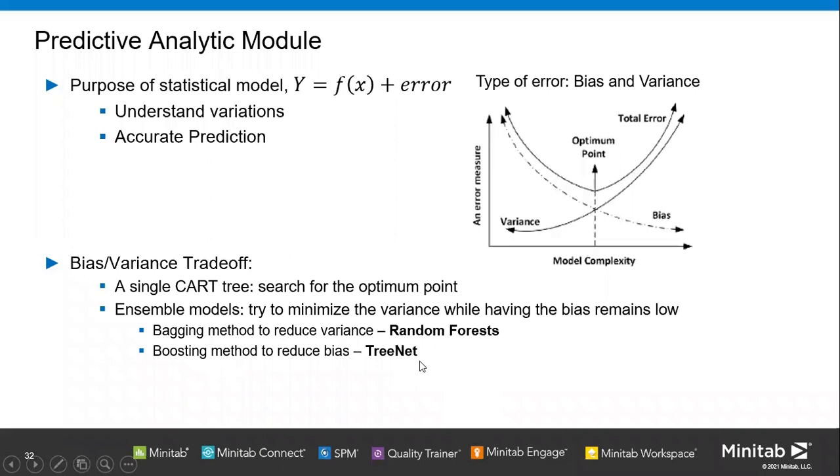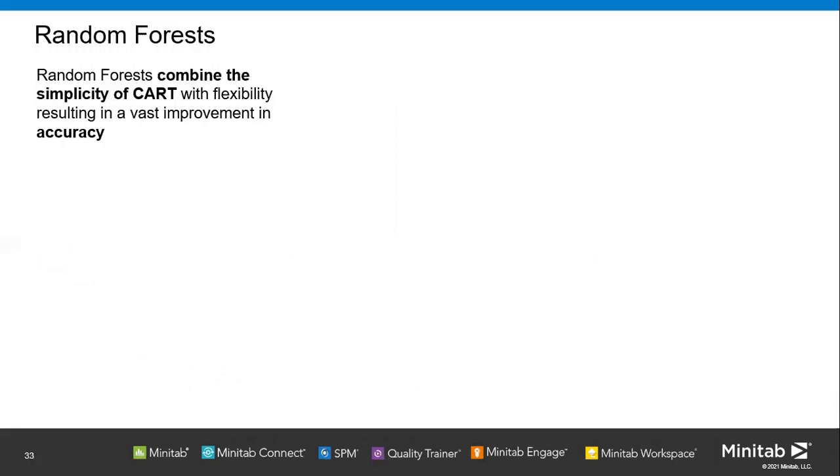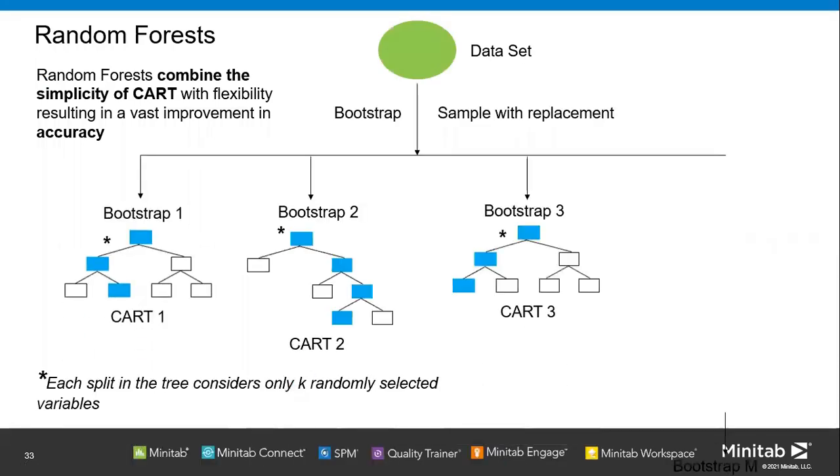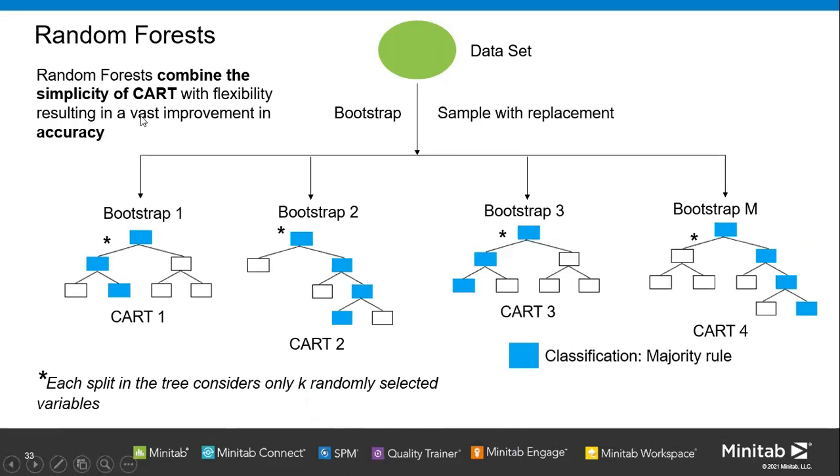So what is the random forest? What is TreeNet? Random forest is a combination of CARTs. Imagine a CART: you have a tree, and inside the tree you have terminal nodes. So for the random forest, you actually want to combine those trees.